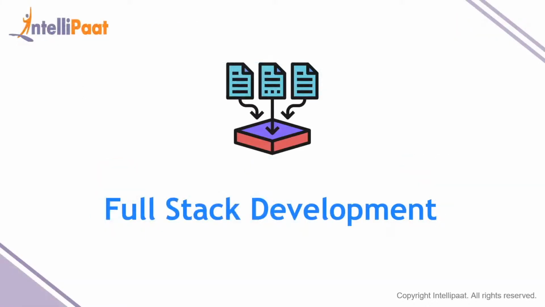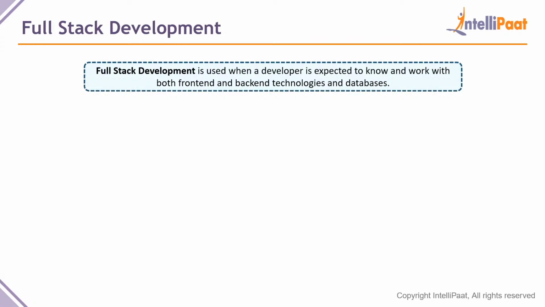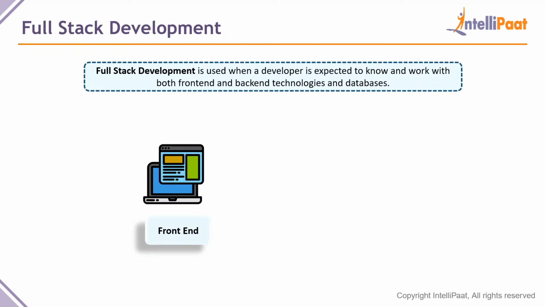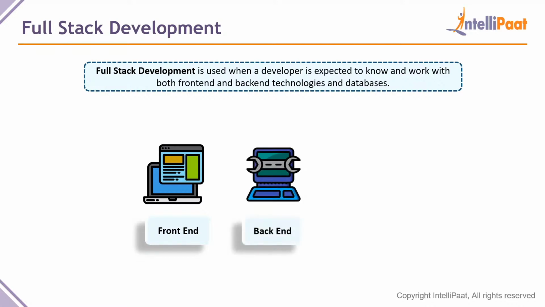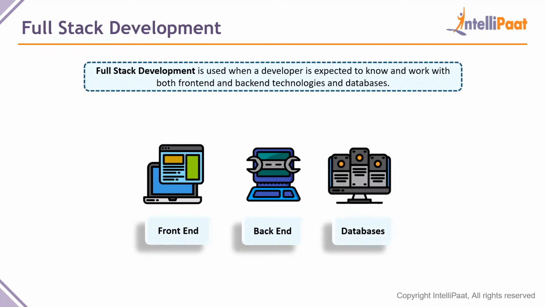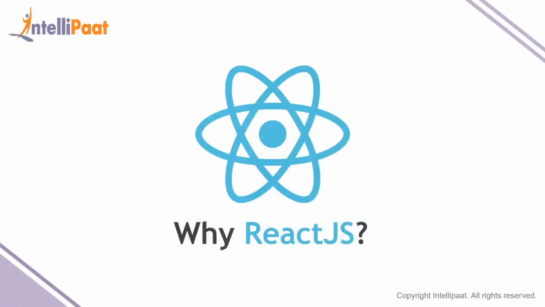And then finally, there is the full stack development job role. If you are familiar with both backend and front end, if you are proficient with both, then you go for the full stack development role. It is used when a developer is expected to know and work with both front end and back end technologies and databases. So it's always a plus to know both of these. To integrate the backend with the database and handle the database is also a knowledge base that you should have when you're dealing with full stack development. So databases is also a technology that you should be familiar with.